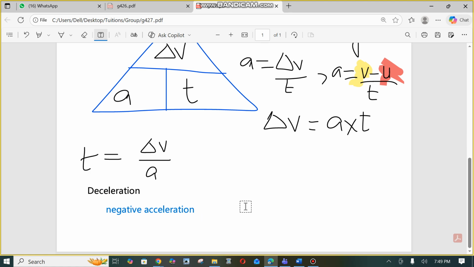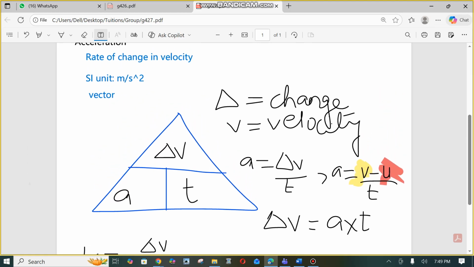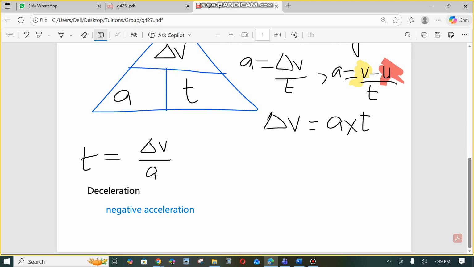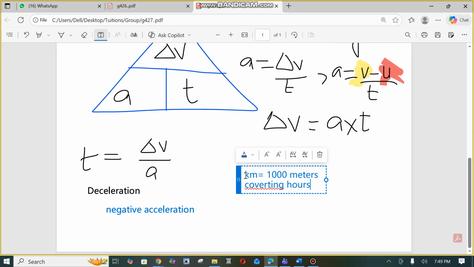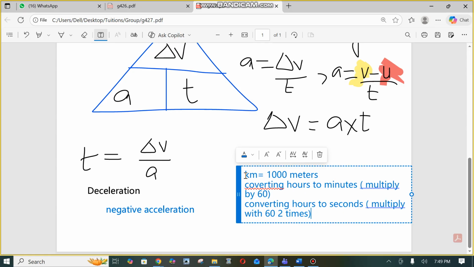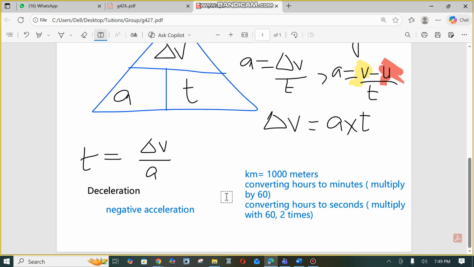Now, this seems to be used very frequently in the topic of motion. The formulas need to be memorized very carefully, and the unit conversions must be known. I must significantly emphasize that a kilometer is 1000 meters, and converting hours to minutes, you multiply by 60 one time, and converting hours to seconds, you multiply by 60 two times. So you multiply one time by 60, and then you multiply another time by 60, and that's how the conversion takes place.